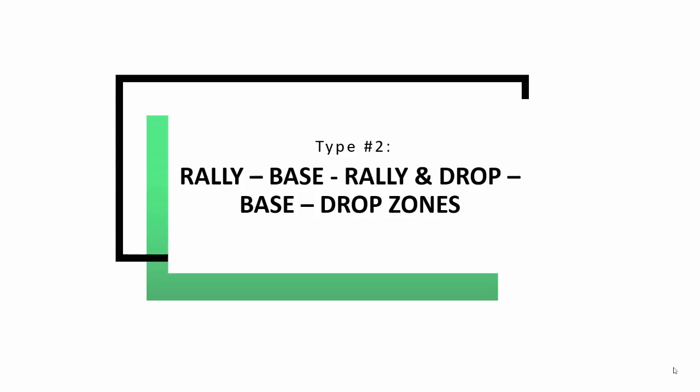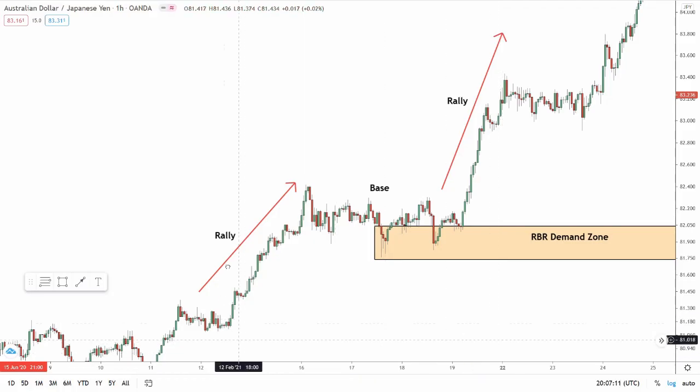Here's what a rally-based rally zone looks like. These are always demand zones, by the way. Rally-based rally zones form when price rises, bases, again either pauses or retraces slightly, before rising again, continuing the current upswing. Now notice the zone forms after the swing is already underway. It doesn't start a new swing like a rally-based drop zone does, it continues the current swing.